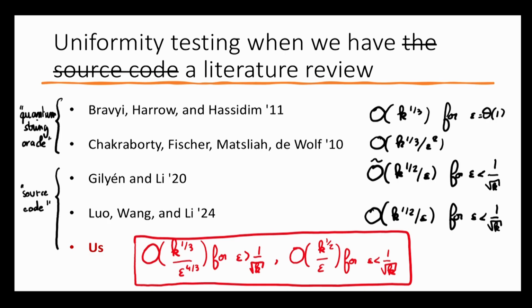And our results essentially are, well, we improve on the first large regime, where epsilon is anything from 1 to 1 over square root k, showing that we can get k to the 1/3 over epsilon to the 4/3. So we go from epsilon squared to epsilon to the 4/3. And we also retrieve, in an arguably simpler way, the square root k over epsilon bound for very small epsilon.